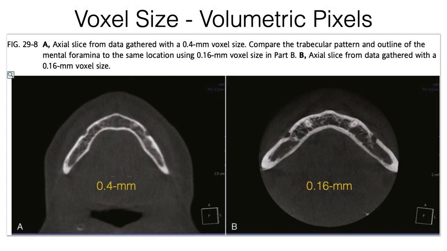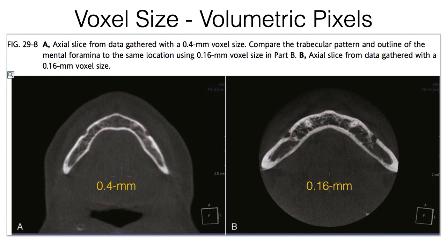Just to notice the difference when we talk about voxel size, both images were taken from the same mandible. The image on the left and the one on the right were taken with two different machines with two different voxel sizes. On the left, the voxel size is 0.4 millimeters, and the voxel size on the right is 0.16, so much smaller, about a third of the size of the one on the left.